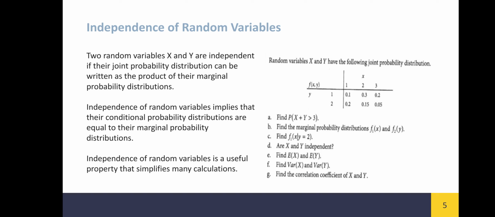Independence of random variables. Two random variables x and y are independent if the joint probability distribution can be written as the product of their marginal probability distributions. Independence of random variables implies that their conditional probability distributions are equal to the marginal probability distributions. Independence of random variables is a useful property that simplifies many calculations.